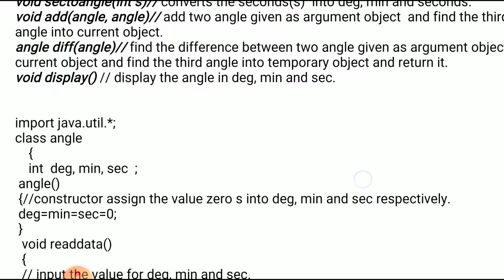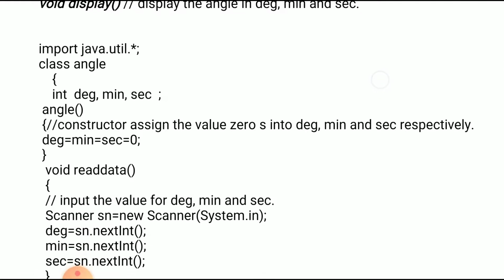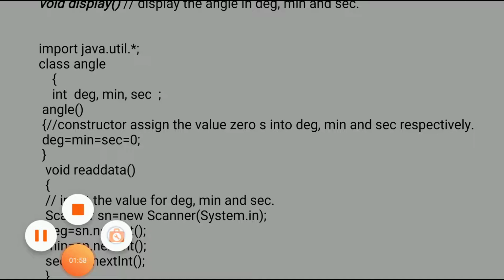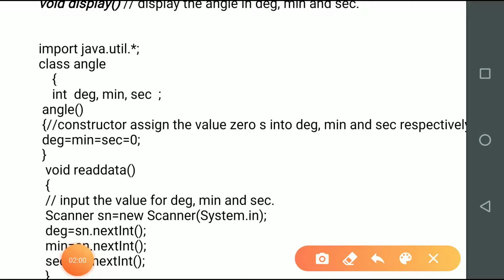The program goes like this. The first thing done is we have defined a class angle with the member data degree, minutes and second. These statements are for this purpose. Then angle is the constructor. This is the constructor which initializes all these member data with 0.